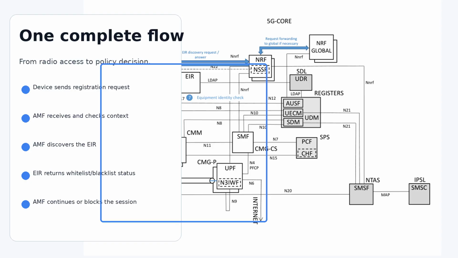So when you see a dense 5G core diagram, look for the flow of questions. Who is the user? What is the device? Where is the right service? And what policy result comes back? That is the logic behind the arrows here.